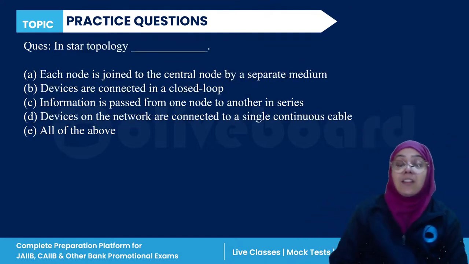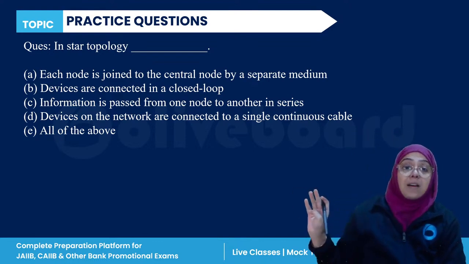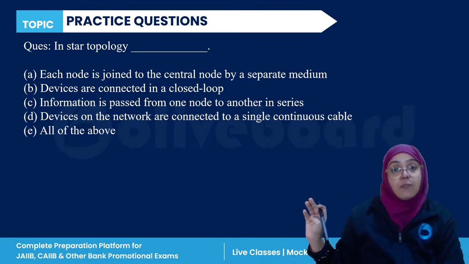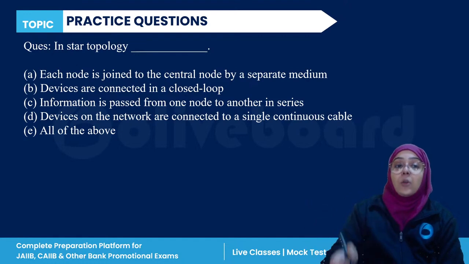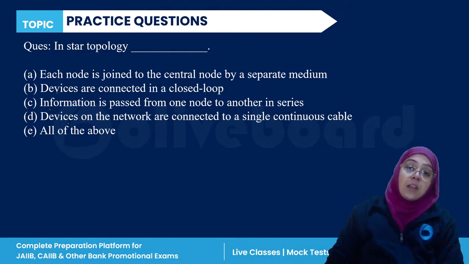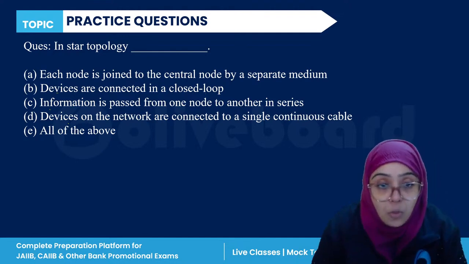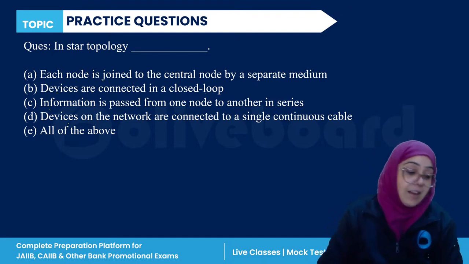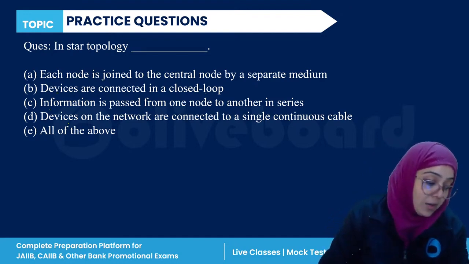Next, star topology. I have already explained star, bus, and ring topology, if you all remember. Star topology: each node is connected to a central node by a separate medium. Devices are connected in a closed loop. Information is passed from one node to another in series. Devices on the network are connected to a single continuous cable, or all of the above. In a star topology, which of the following statements is correct? Everyone, please answer this question.